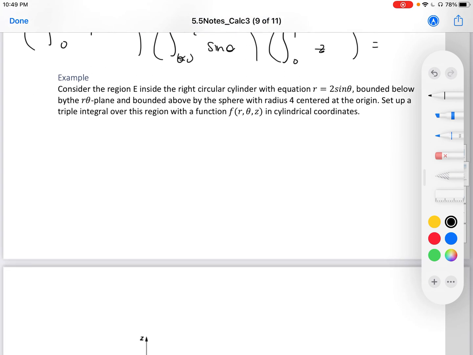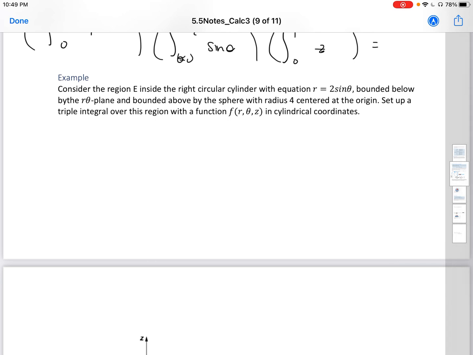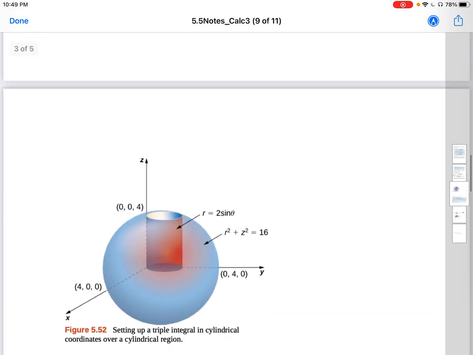Next example. Consider the region E inside the right circular cylinder with the equation r equals 2 sine theta, bounded below by the r theta plane and bounded above by the sphere of radius 4 centered at the origin. Set up a triple integral over this region with a function of r, theta, z in cylindrical coordinates, and include the image here. So here we can split it up in pieces. I think it's helpful to first start with your z.